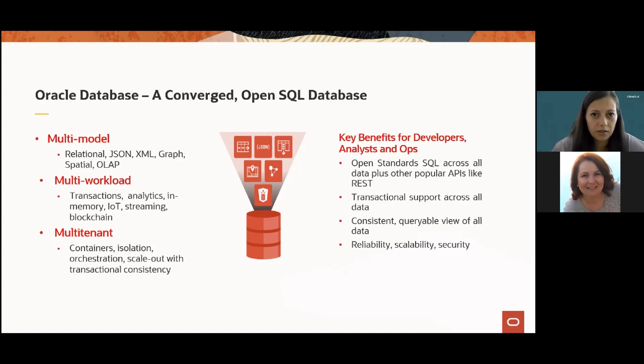Multi-workload. Oracle database supports different kinds of workloads. We support data warehouse, transaction processing, IoT, and so on. A wide array of software optimizations that work alone or together to deliver exceptional price for performance across all types of database jobs. So this makes it easy for developers and analysts to know how to use Oracle for different types of workloads. And the bottom line here is that Converged Open SQL database makes developers more productive.